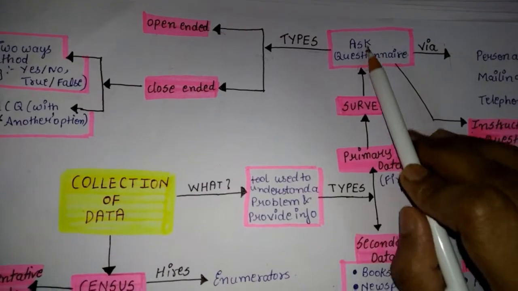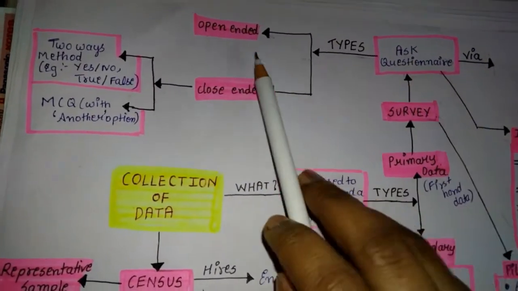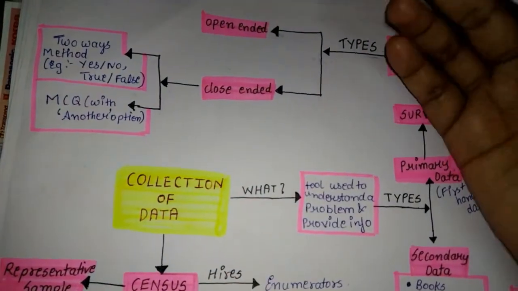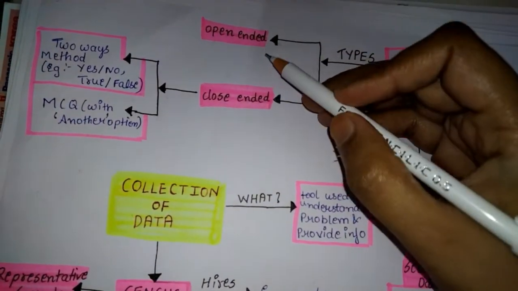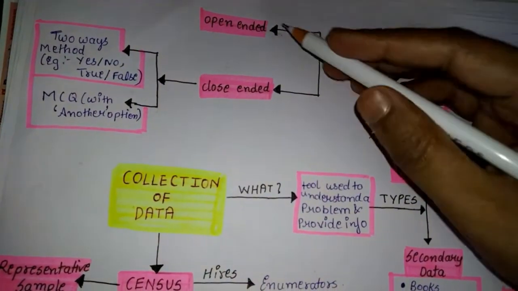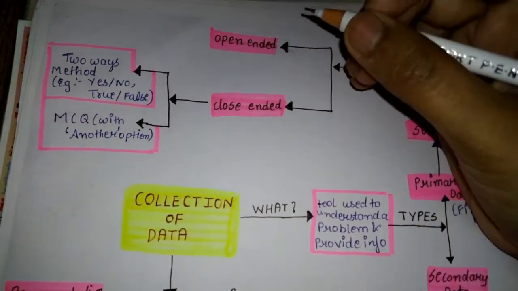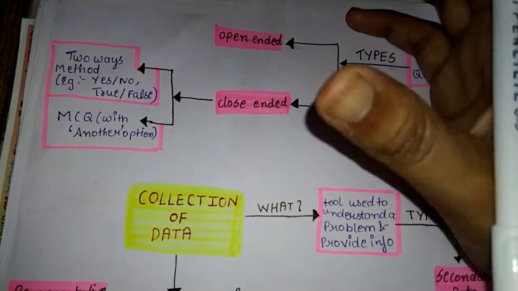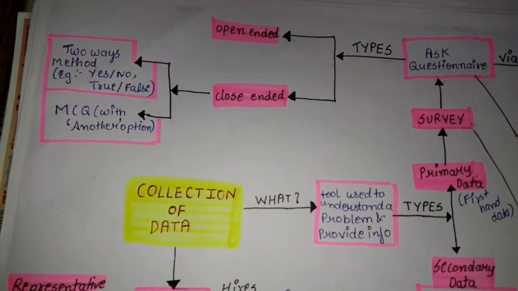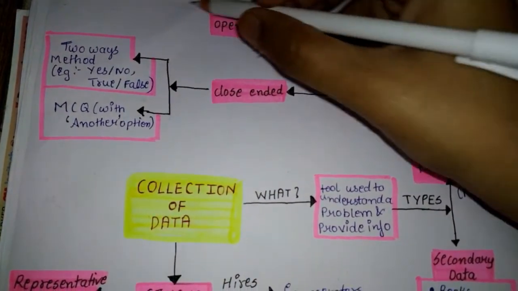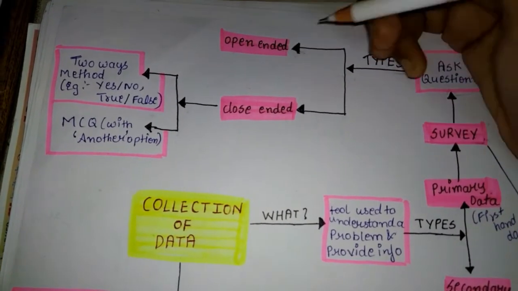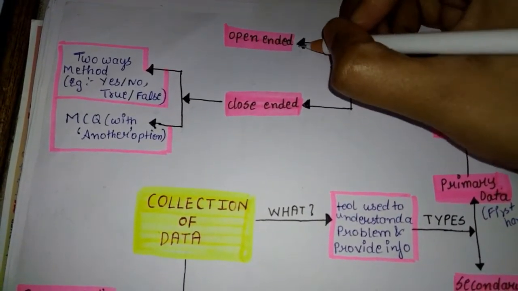There are also types of questionnaire in it: open-ended and close-ended. Open-ended means there is no limit to the answer. If you ask what are the ways to resolve global warming, there are various options and various descriptions given to that question. That is open-ended, where you can give your judgment, your opinions.